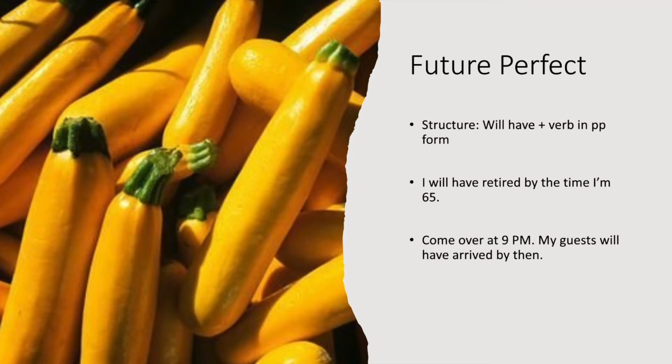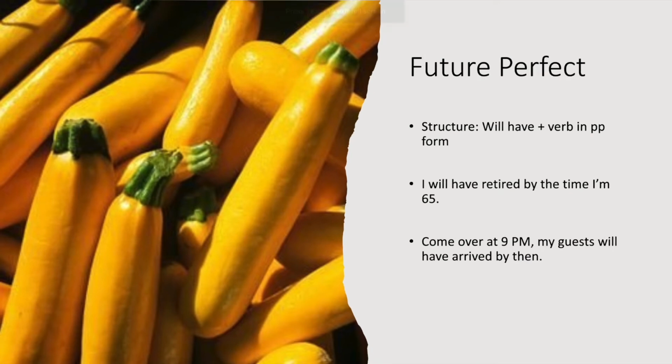The future perfect. We use the future perfect to talk about actions or states that will be completed before a certain point of time, and we often use time clauses with a future perfect, like when I'm older. The structure is subject, will have plus verb. Some examples. I will have retired by the time I'm 65.